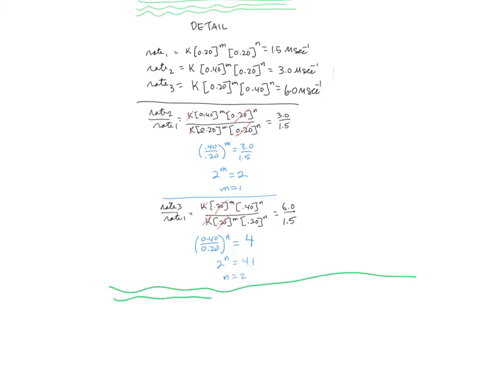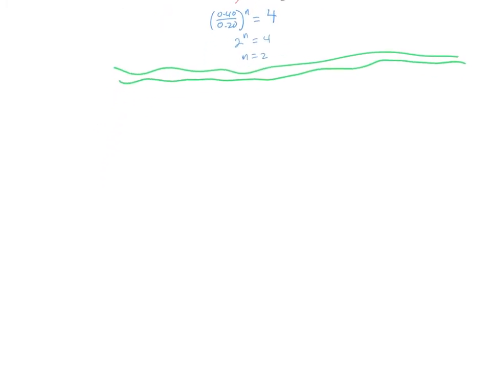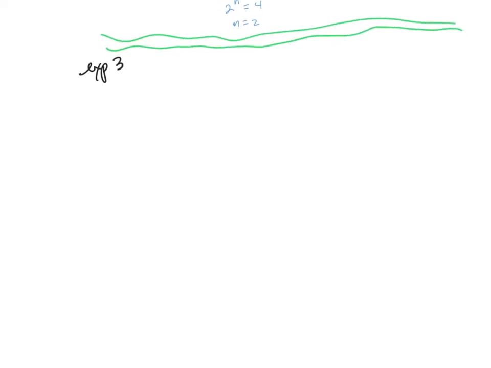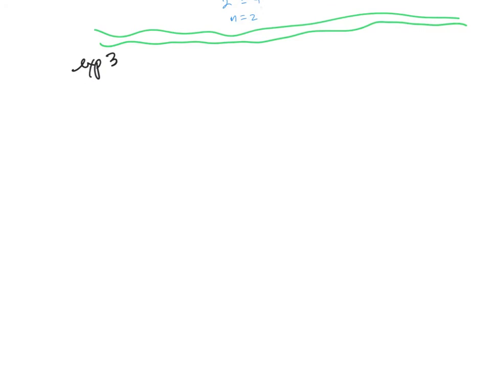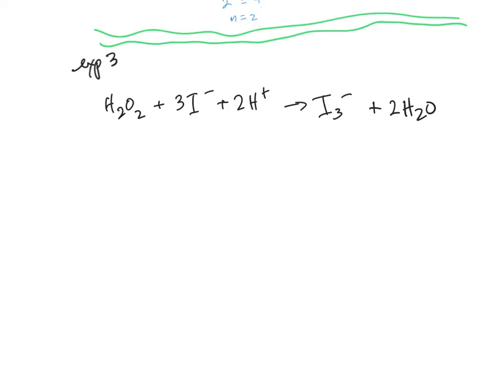I'm going to show you the third experiment now. So experiment 3, the first one was in the last lecture. This one is for peroxide, H2O2, reacting with 3 iodide plus 2 H plus, forming I3 minus. That's called triiodide. It's yellow in solution, and it's not very stable. It disappears quickly and goes back to form I minus and I2, but that's another story.